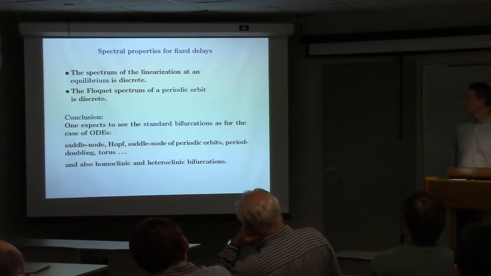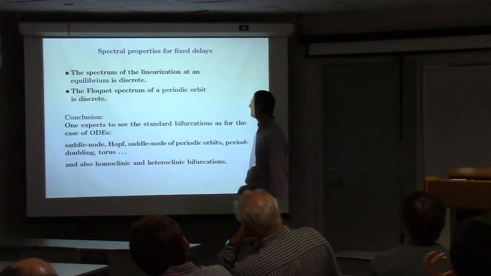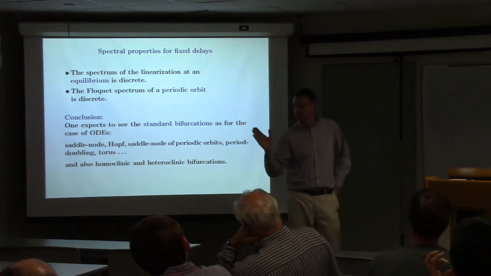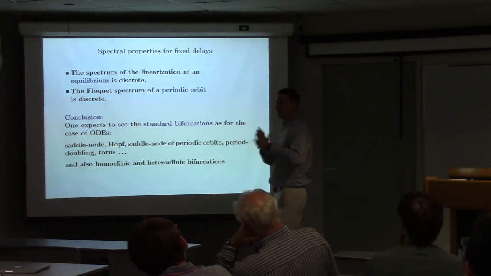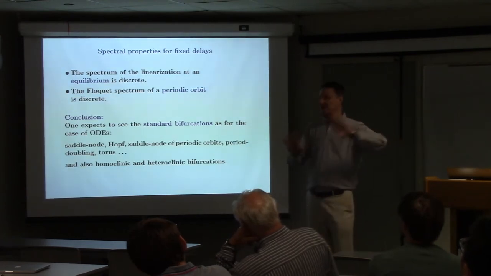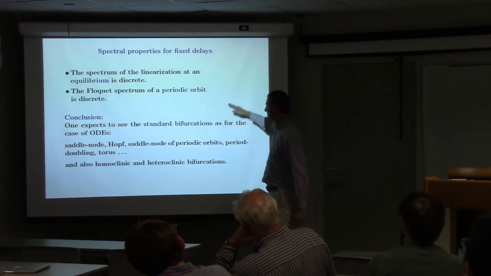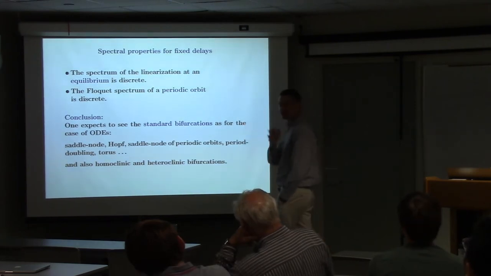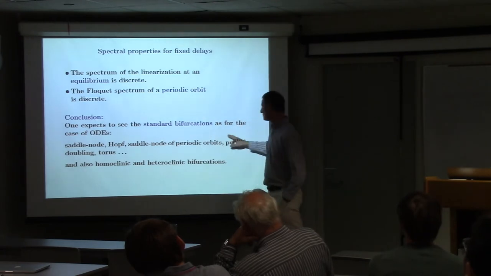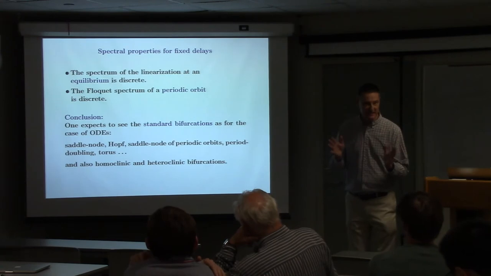And the good news is we can do a lot. First of all, if you have fixed delays, the linearization of an equilibrium and a periodic orbit is discrete. You have at most finitely many unstable directions, and infinitely many stable directions which accumulate at minus infinity and around the origin, respectively. So this means that only discrete eigenvalues can cross the imaginary axis as you change parameters, which means that you get all the bifurcations you also see for ODEs, sort of one after the other. Saddle node, Hopf, and so forth. So the whole bifurcation theory that you know for ODEs can happen there as well.